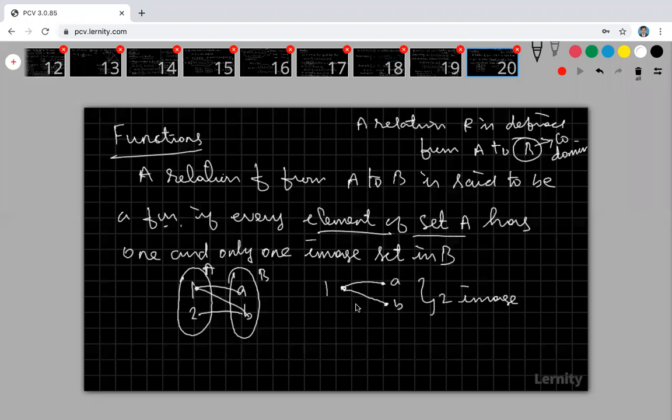Are you okay? My one belongs to the first set A. Every element of set A has only one image. What is the meaning of one and only one image? That means exactly one image, not more than one image and not less than one image. No image, sir? That is also not a function. See that here my one has more than one image. So therefore this is not a function, but it is a relation.